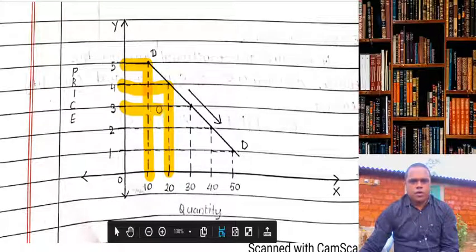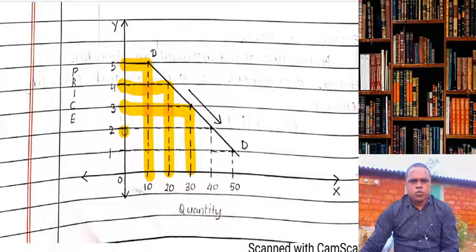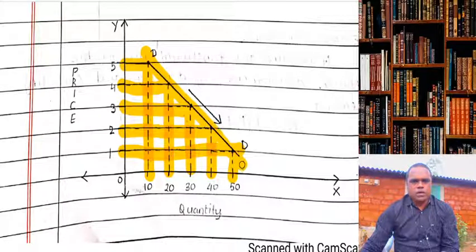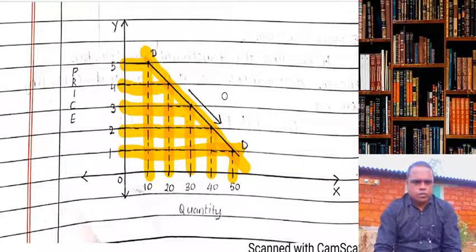Further fall in the price and the demand has kept on increasing. 2 rupees, children, here he is ready to buy 40 units. 1 rupee and they will take away 50 units. Now all these intersecting points children, if you connect them, we are going to get a downward sloping curve, and that's exactly referred to as a demand curve.